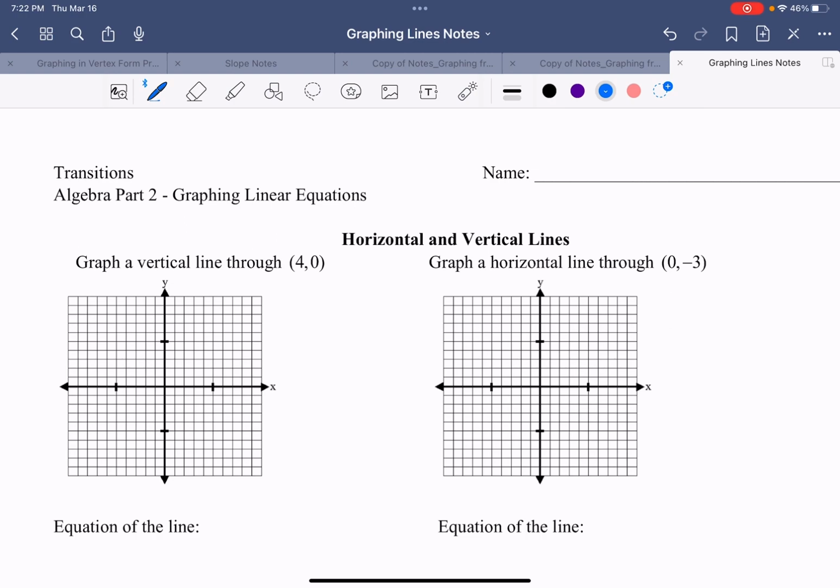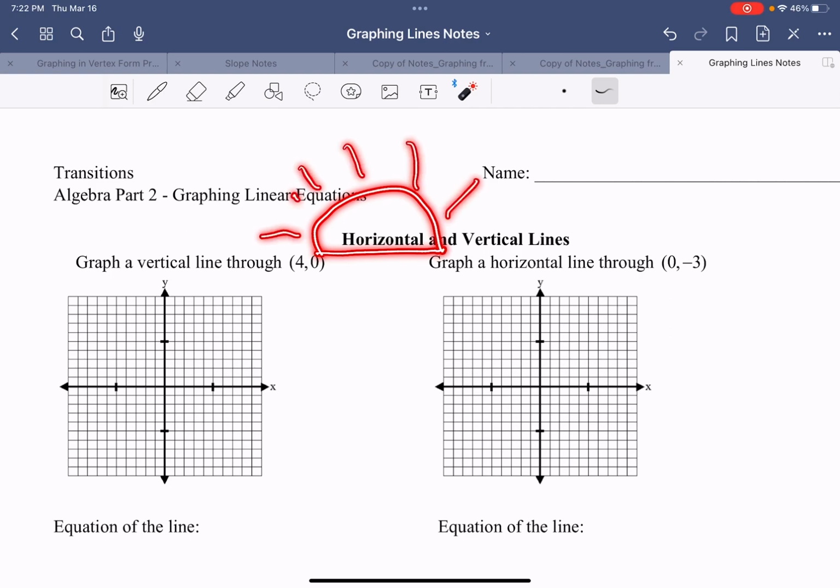All right, so horizontal and vertical lines. These are quite simple to do. I just want you to remember horizontal, think horizon, like I like to draw a little sun, so our horizon goes this way. It's the same as our x-axis, okay? And then vertical lines goes up and down like this.